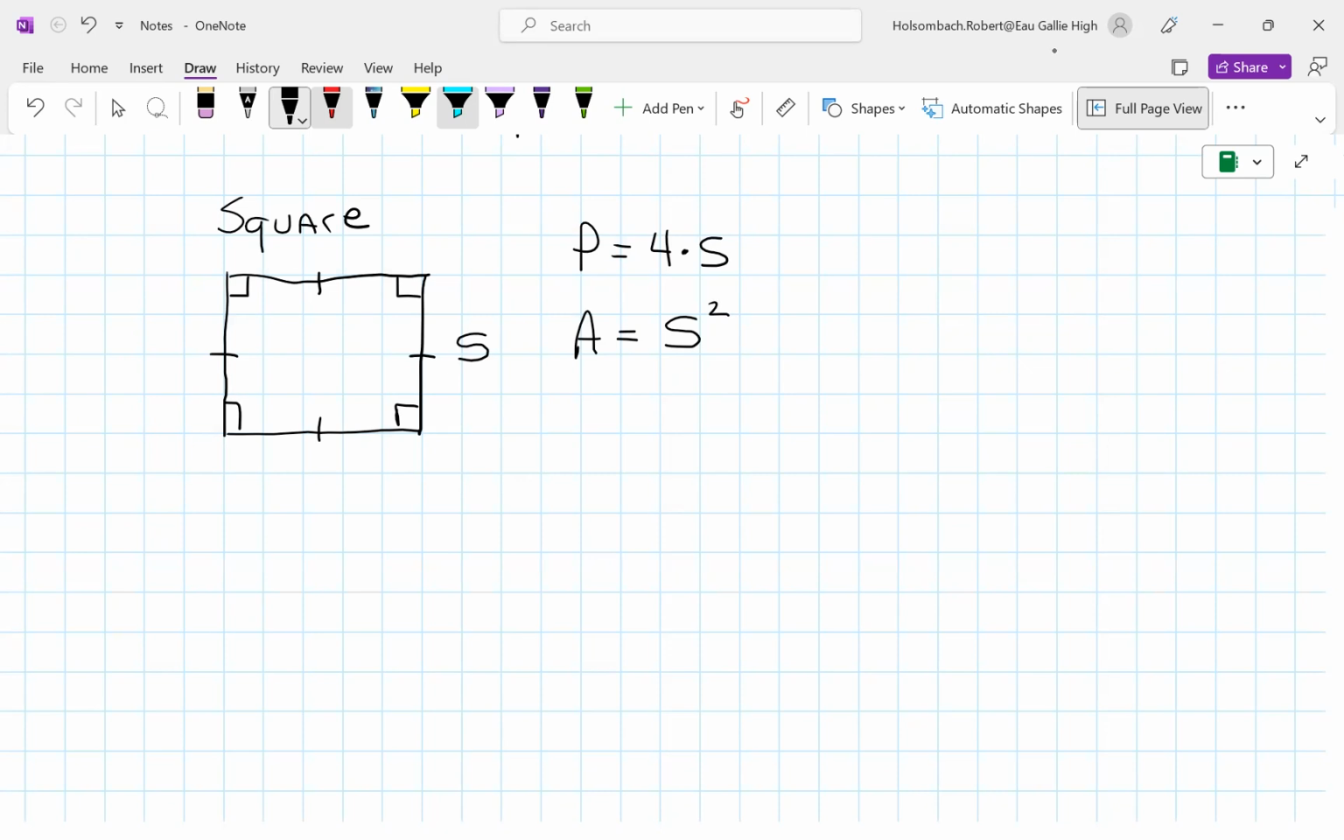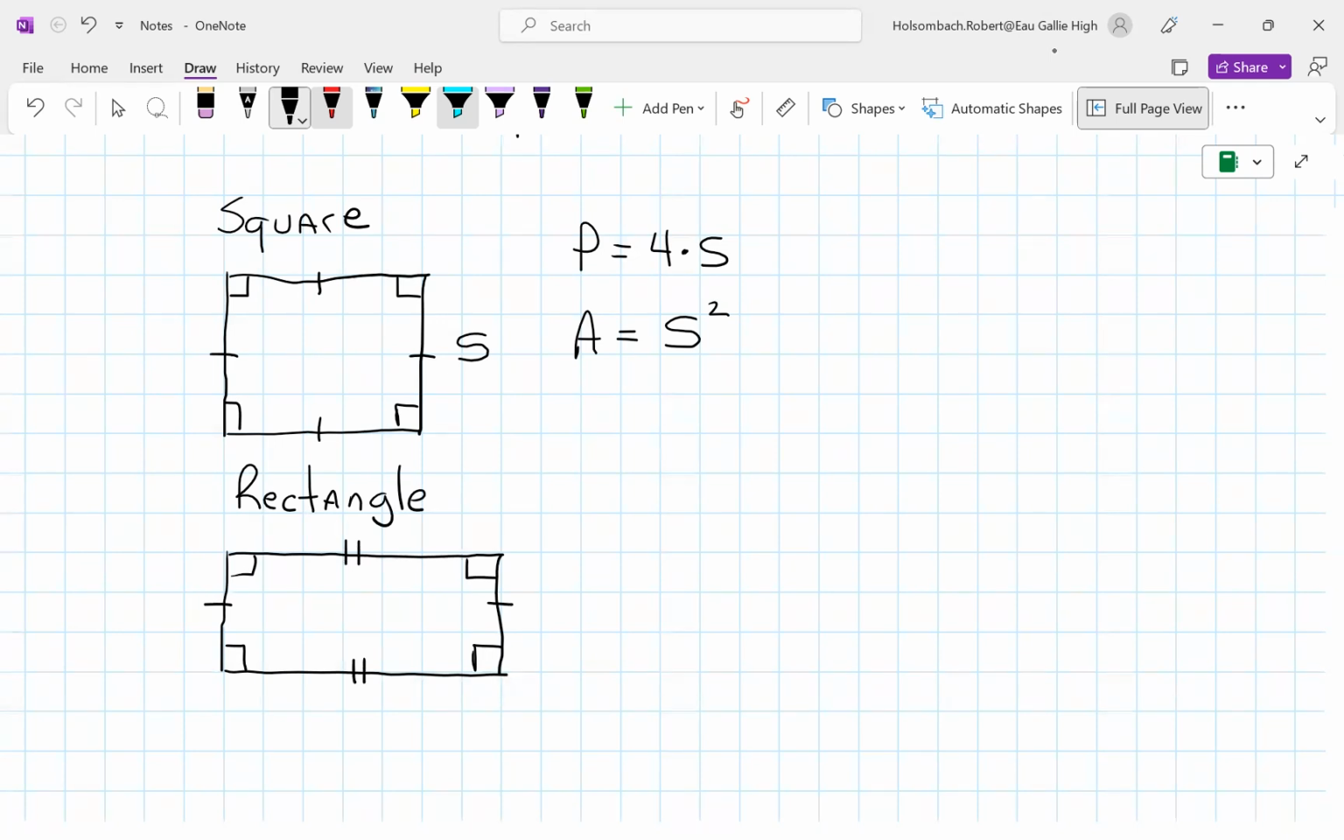Next shape we got is a rectangle. Characteristics of a rectangle. Again, 4 90-degree angles. But in a rectangle, opposite sides are congruent. And we call one of those sides the length, and we call the other side the width.